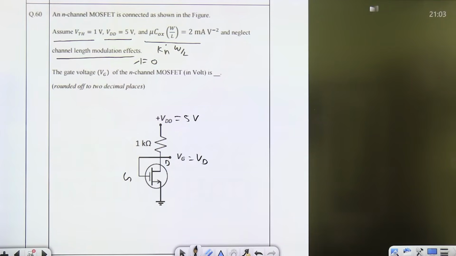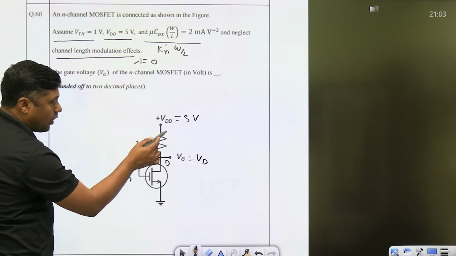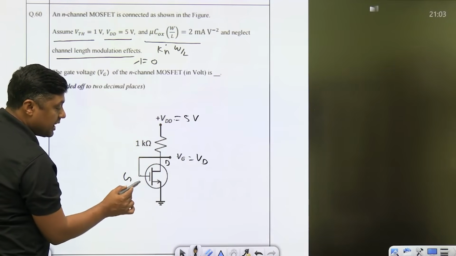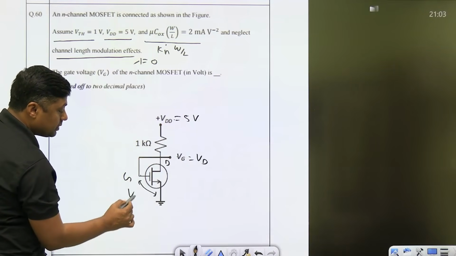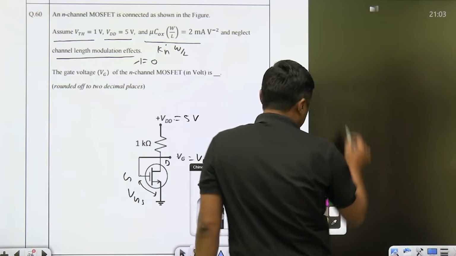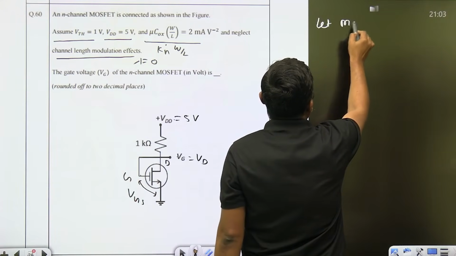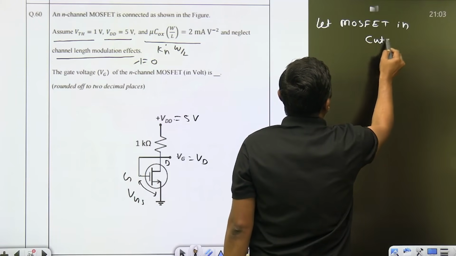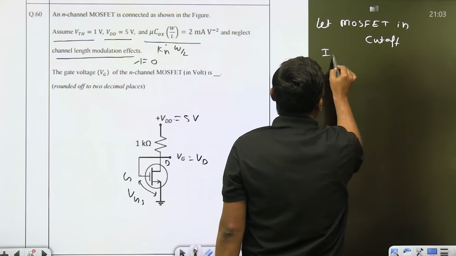Definitely it is not in cutoff, because if it is in cutoff, there will be no current. So this is 5 volt, this is 5 volt, and this is more than VTH. In that case, you can assume, let the MOSFET be in cutoff. In that case, ID will become 0.